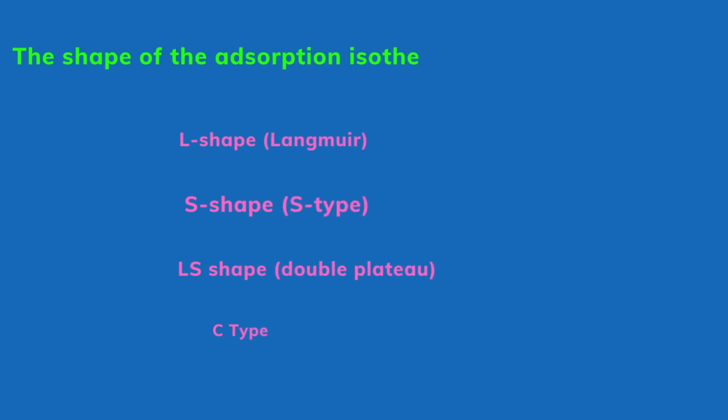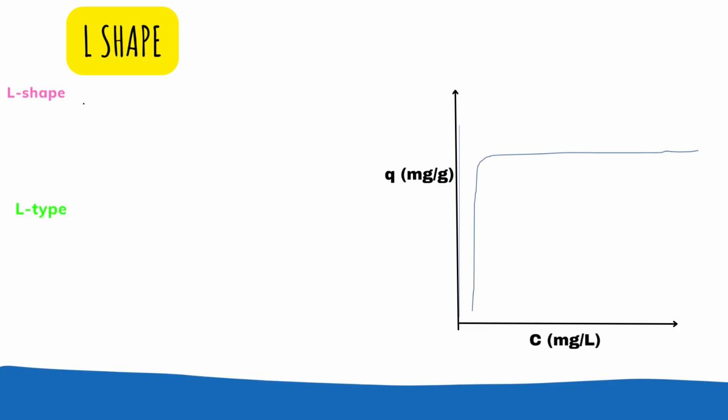Well, the shape of the adsorption isotherm can be classified into four categories. Number one is L shape, Langmuir, S shape, LS shape, double plateau, and C type. Now let us consider this L shape.